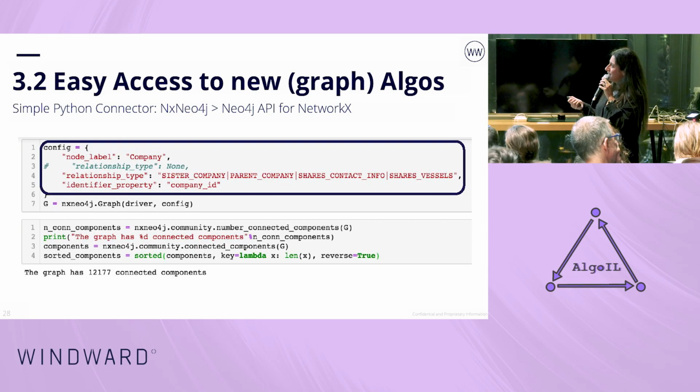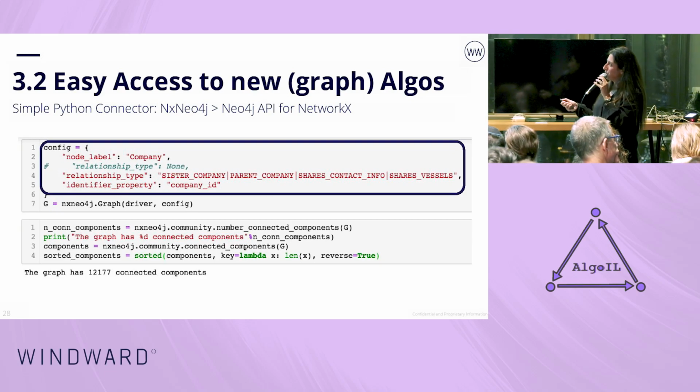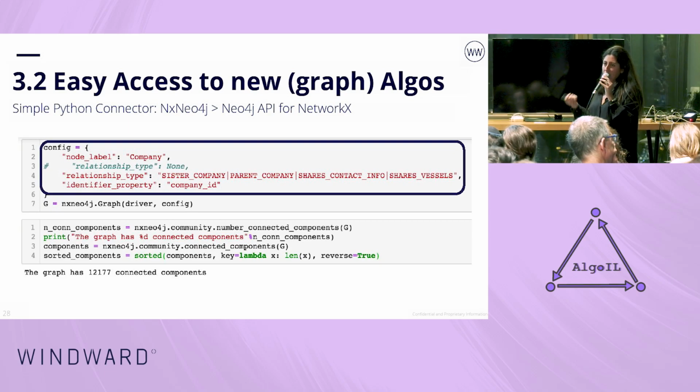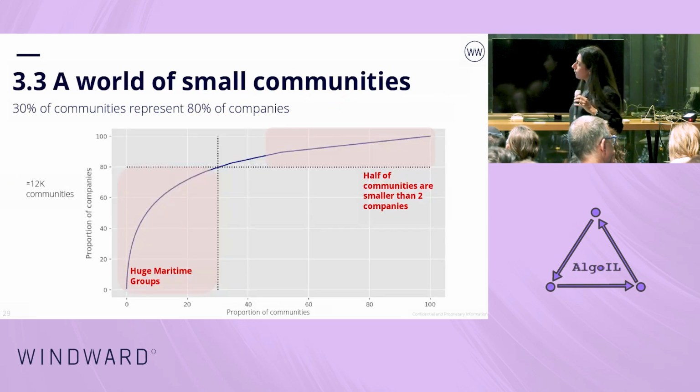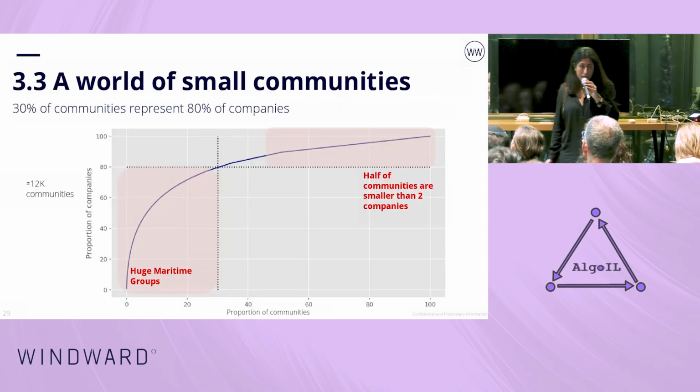So here you see you just project on a small graph, you say on which relation you want to perform your algorithm, and then within 2 lines of code you can get your graph clustering, if we might say. So let's analyze the results that we got.